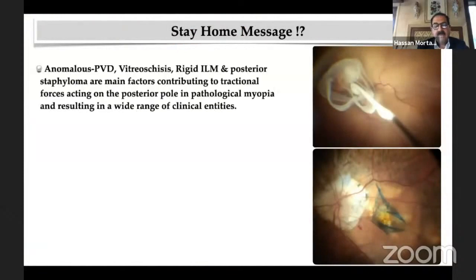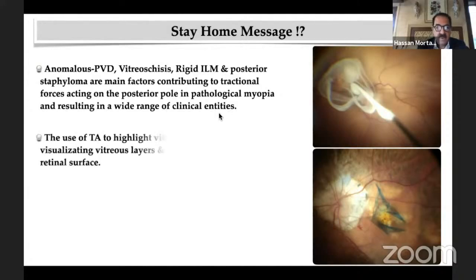So, take-home message, or stay-home message, because we are at the time of COVID-19. Anomalous PVD, vitreous schisis, rigid ILM, and posterior staphyloma are the main factors contributing to the tractional forces acting on the posterior pole in pathological myopia and resulting in a wide range of clinical entities.